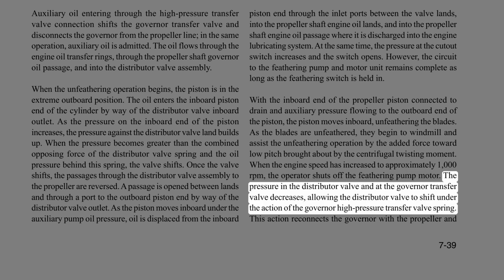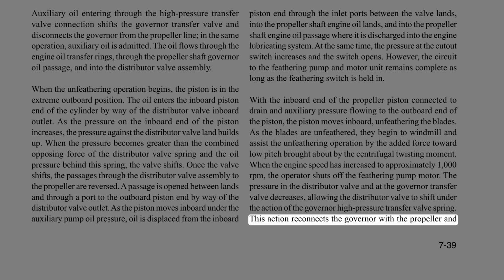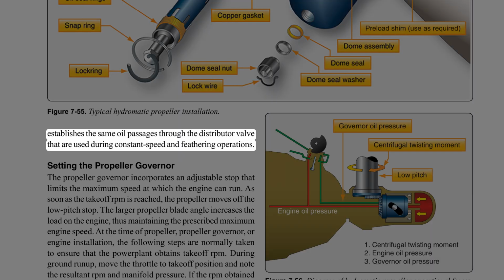The pressure in the distributor valve and at the governor transfer valve decreases, allowing the distributor valve to shift under the action of the governor high-pressure transfer valve spring. This action reconnects the governor with the propeller and establishes the same oil passages through the distributor valve that are used during constant speed and feathering operations.